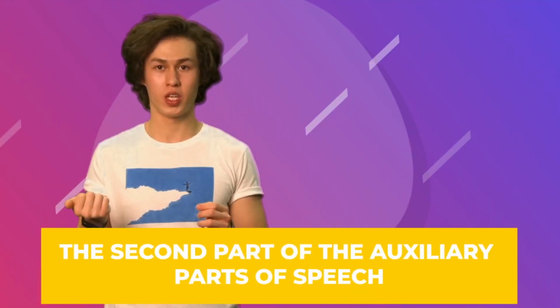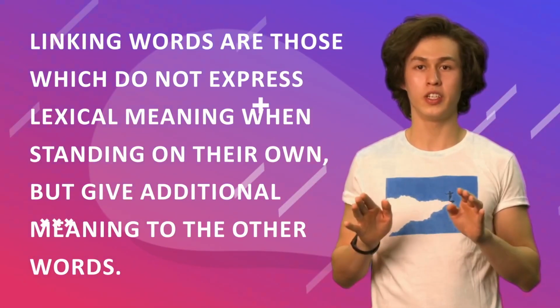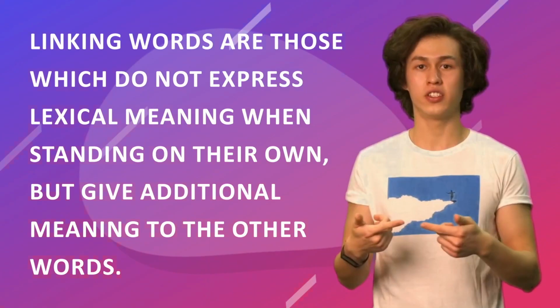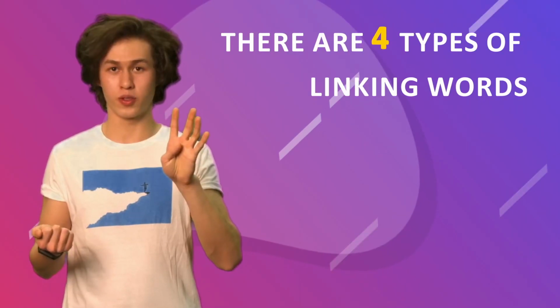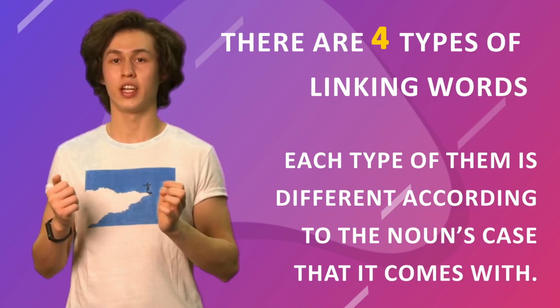It's the second part of the auxiliary parts of speech. If you haven't seen the previous episode on conjunctions, go and check that out. So today, we're going to learn about the linking words in Kyrgyz. Linking words are those which do not express lexical meaning when standing on their own, but give additional meaning to the other words. They are called jandochtor. There are 4 types of linking words. Each type of them is different according to the noun's case that it comes with.